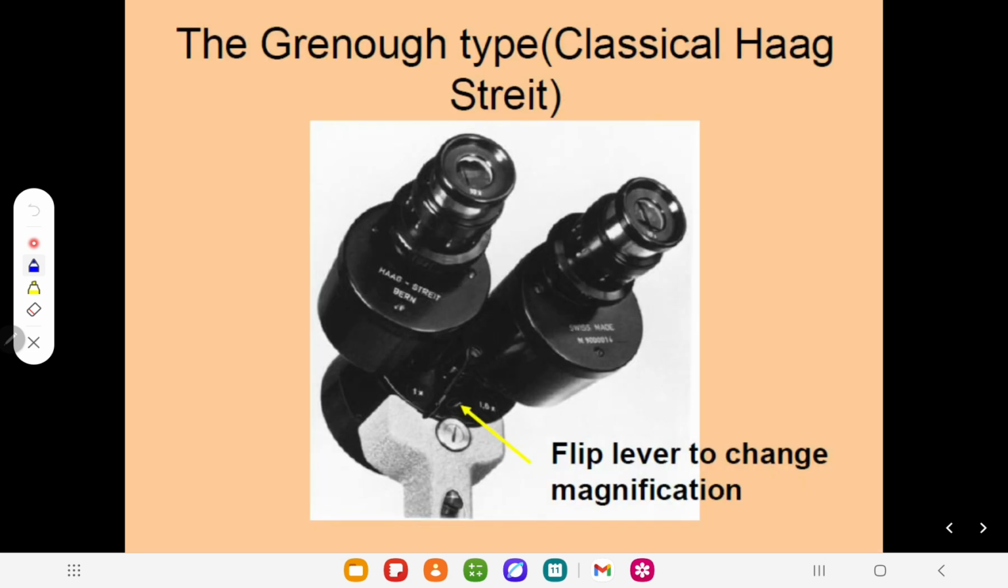Okay, but when we talk colloquially with people, we normally call it a flip lever to change magnification. That's called flip type. We don't use the Greenough type clinically, but we have to give credit to Greenough. Yes, we generally use the flip type. So basically these are two types of magnification, 10x and 16x.